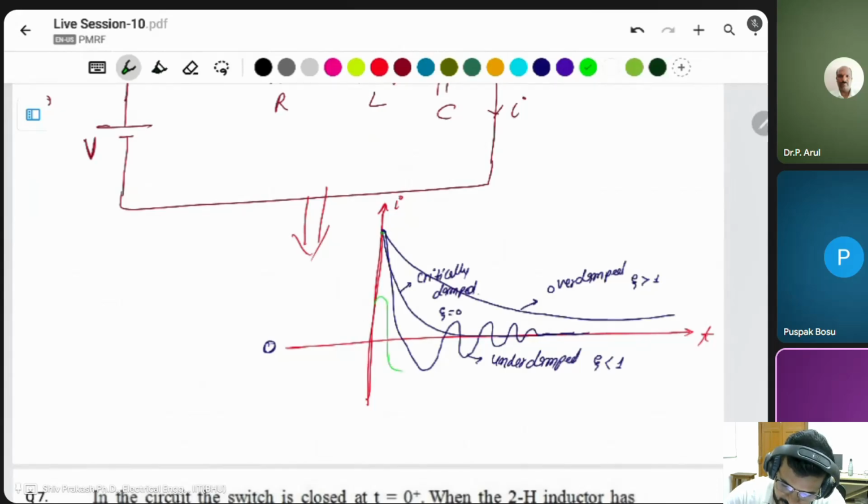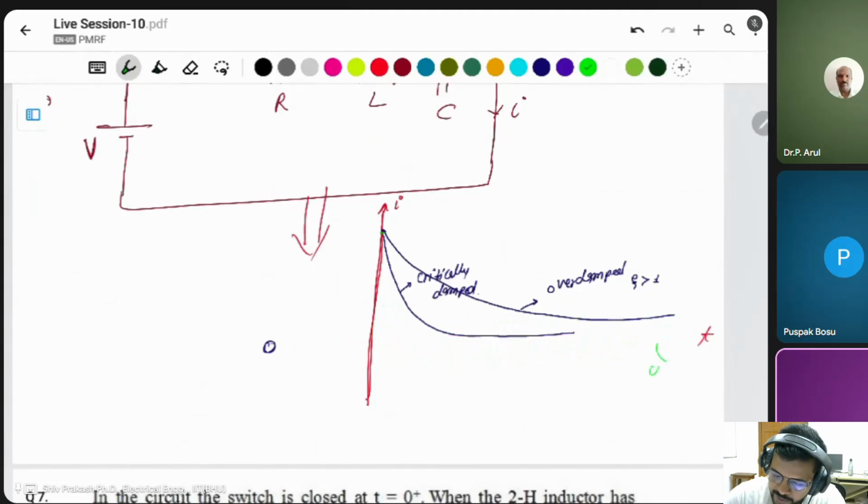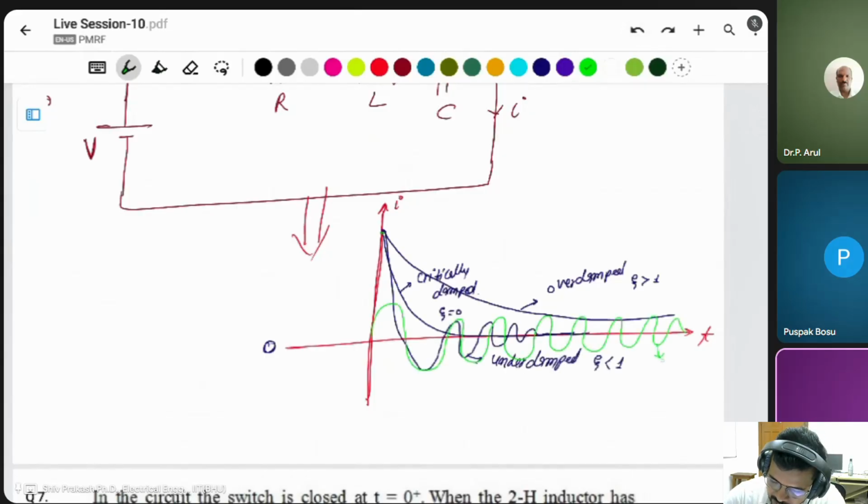The last one is undamped. It means it is oscillatory, starting and continuing like a sinusoidal signal. Continuously sinusoidal signal. This will be an undamped system. What is happening? Zeta is equal to 0. Undamped system.